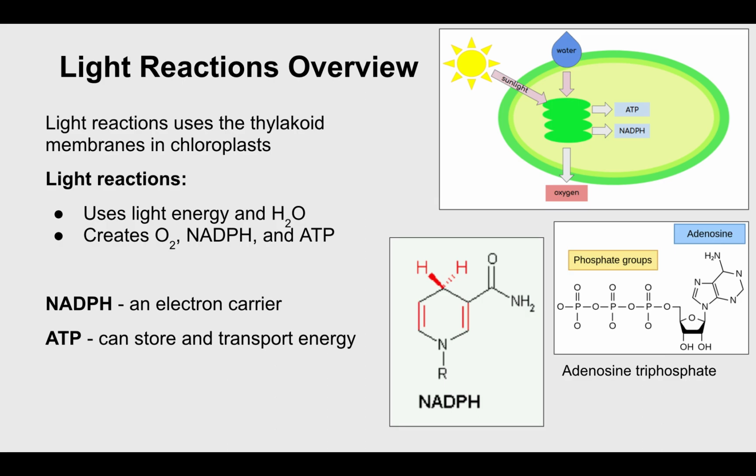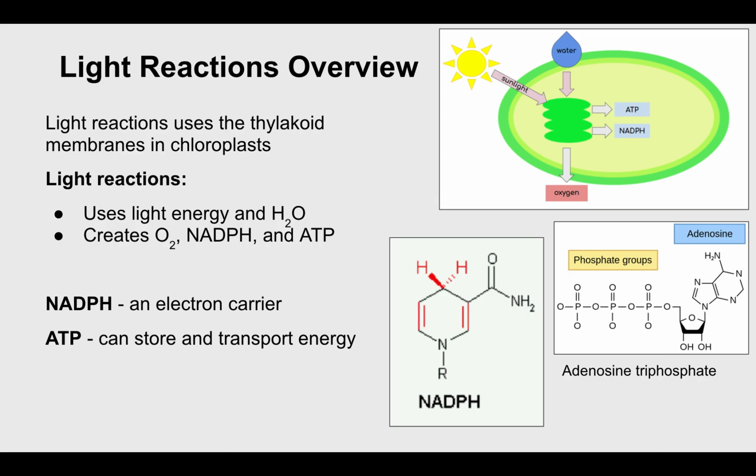All right, so overview of the light reactions. I mentioned we're going to create a couple of different molecules. Oxygen is going to be created as a byproduct here. NADPH is another molecule, as well as ATP. So ATP, remember, that's kind of like an energy currency of the cell. It can transport and store energy. We talked about how ATP, its energy is stored in these phosphate groups. When one of those bonds breaks apart in the phosphate groups, it releases energy that can power different chemical reactions.